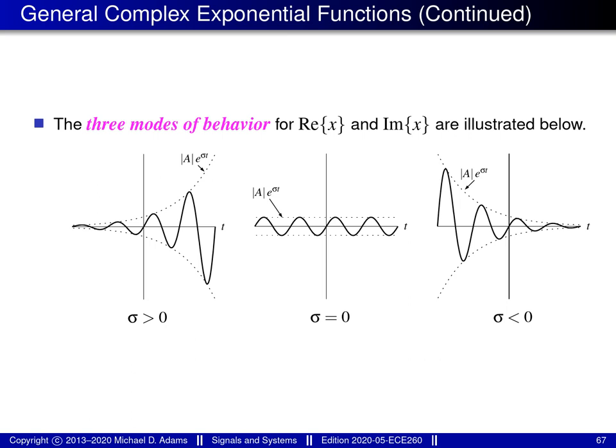On this slide, we have some figures to help illustrate the different types of behavior that are exhibited by complex exponentials, depending on the value of sigma, whether it's greater than 0, equal to 0, or less than 0. So in the case that sigma is greater than 0, each of the real and imaginary parts of a complex exponential have the general form that's shown in this figure. In other words, you have a real exponential function that's growing over time multiplied by a real sinusoid. In the case that sigma is equal to 0, you simply have a real sinusoid, and in the case that sigma is less than 0, you have a real sinusoid times a decaying real exponential function.